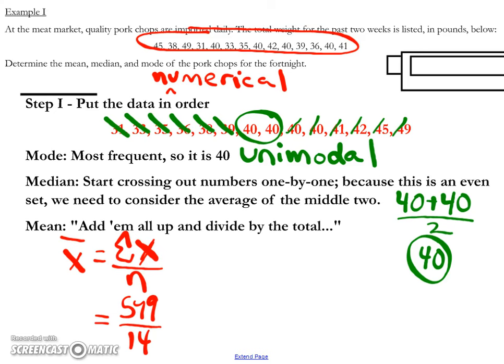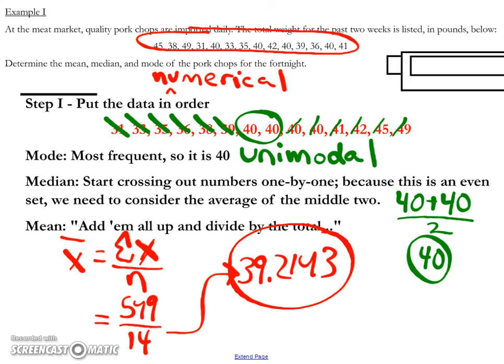And then after that, divide by 14, which in this case gives me 39.2143 if I'm rounding. So I can say I've got a mean of 39.2143. Now when you're dealing with means, unless specified, go out to the hundredths place or the thousandths place. Sometimes you will see specifications to the nearest tenth, to the nearest whole number, to the nearest whatever. But now I've got all three of my numbers found by this.